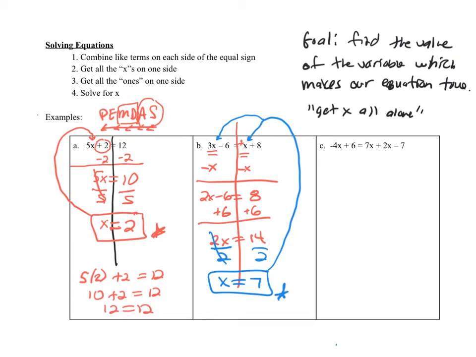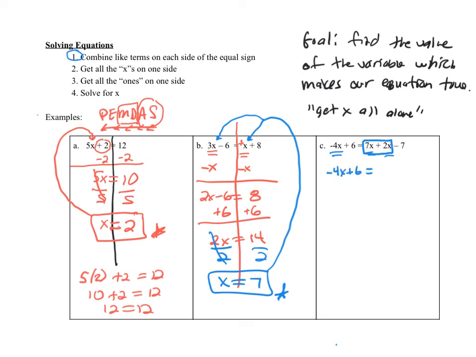Example C is the most complicated example. You notice there's x's on both sides of the equal sign, but there's actually 2 x terms on the right-hand side of example C. So I'm going to have to add one more step, which is step number 1 from our list, combine like terms on each side of the equal sign. So before I solve this one, or as I start to solve it, I'm going to combine those 2 terms first, because they're on the same side of the equal sign.